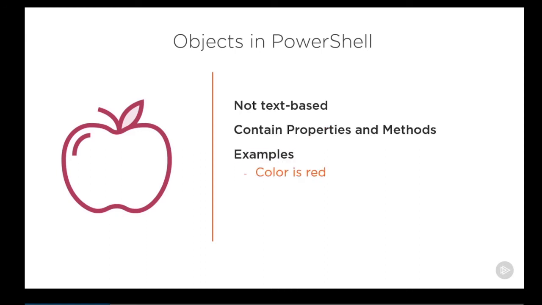With an apple, we know that the color is red. We know that its shape is somewhat round, and we know that its skin is edible. These are all properties of an apple. So if you were to hold an apple, you would be able to see, hey, this is kind of round. Hey, the color is red if it's a red apple. If I try eating it, I can tell that the skin is edible. So just like the objects that we work with in PowerShell, they have properties as well.